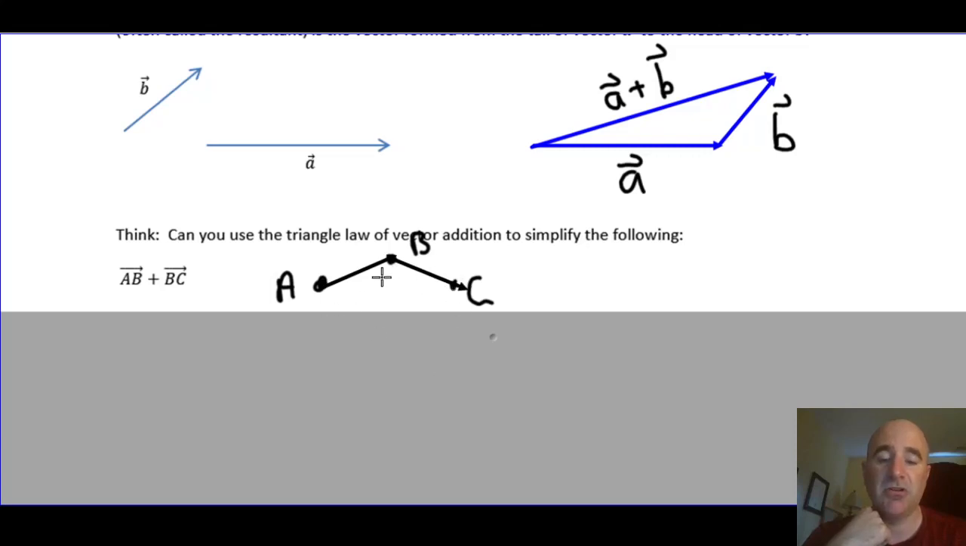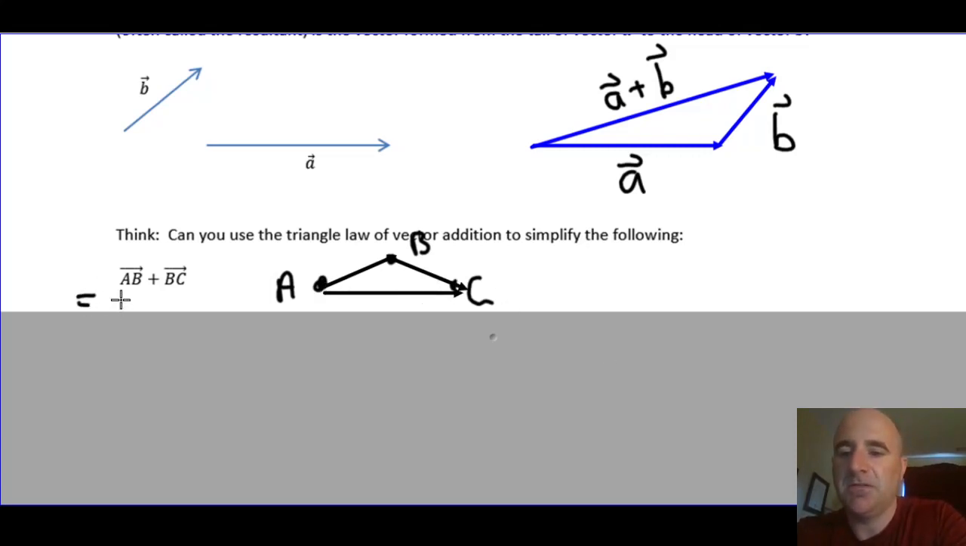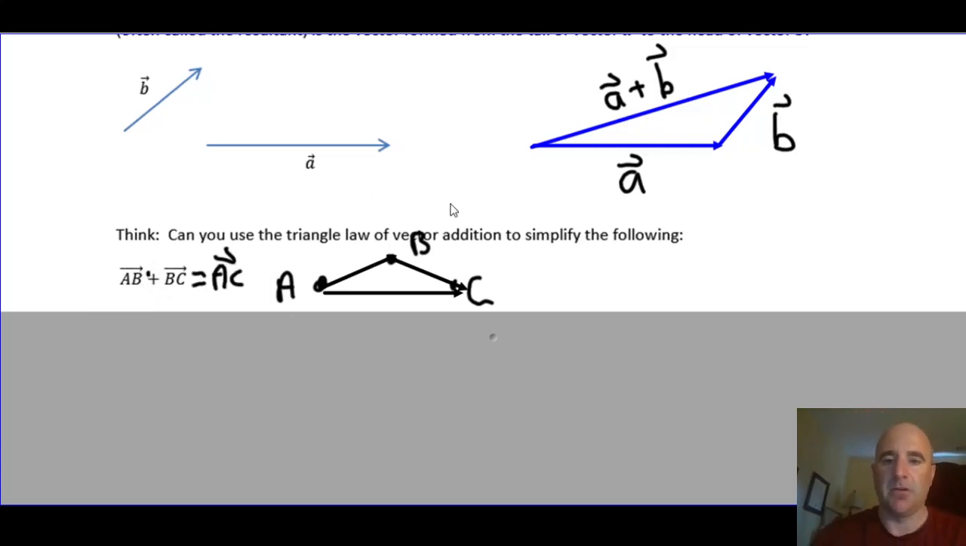Well, according to the triangle law, these are drawn head to tail. So to add AB to BC, I really just start at the tail of the first vector and end at the head of the second one. So there's the vector right there, which is equal to vector AC. There, vector AC. That looks a little bit better.